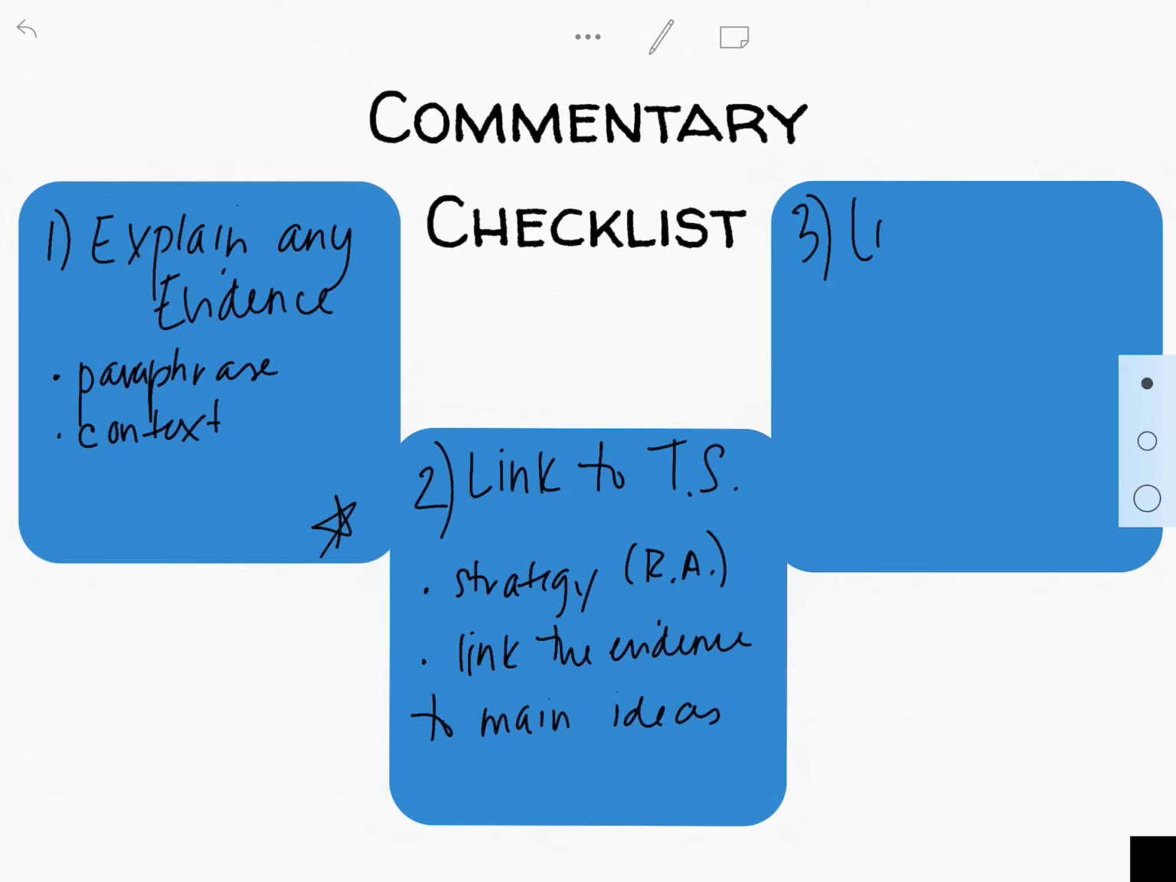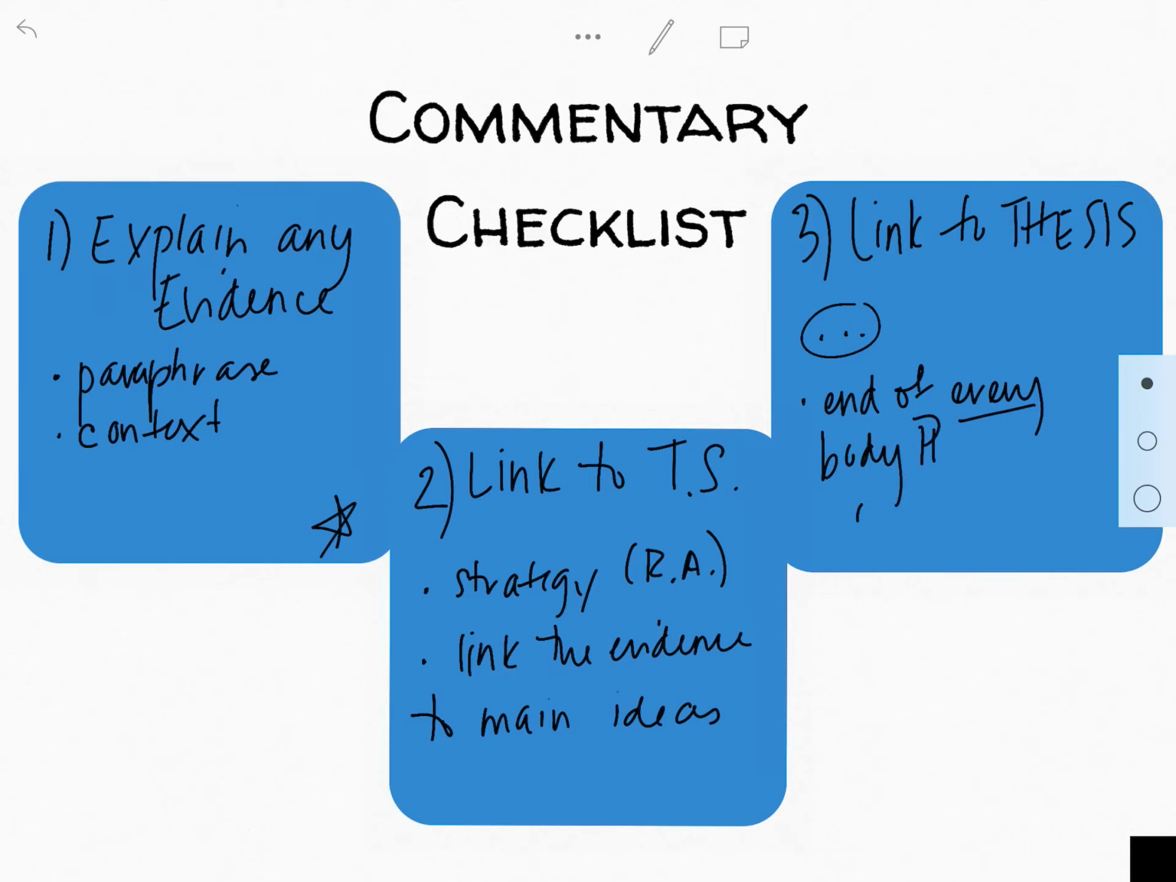And the third and most important is to link to your thesis. This, I would say, is the most oft-forgotten part of commentary. And I will always write a little note with a circle if I see that you haven't connected back to your thesis. So at the end of every body paragraph, you should be explaining, so what? What does that have to do with the overall argument, okay? These two steps always have to be done. This one, not necessarily.